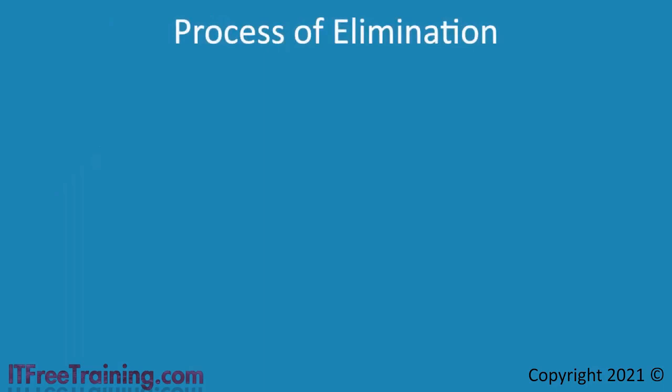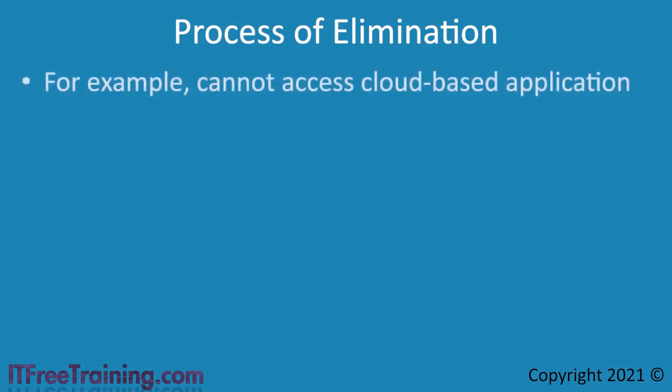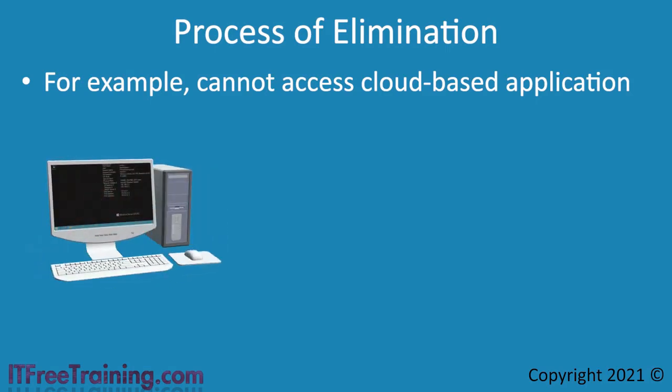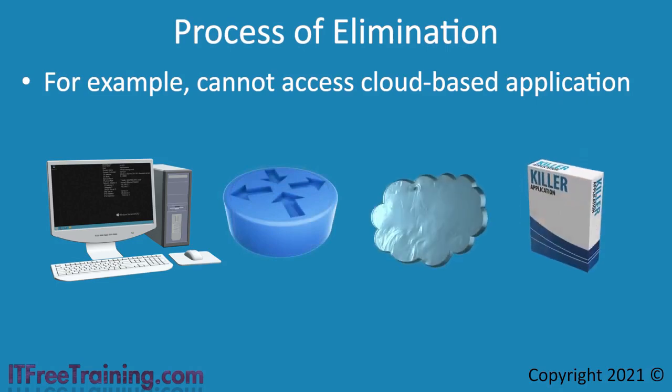The next troubleshooting process I will look at is the process of elimination. As the name suggests, it uses the process of elimination to find the cause of the problem. For example, let's consider a user cannot access a cloud-based application from their desktop computer. In order for this to work, the desktop computer needs to connect to the internet to access the cloud, which contains the application. The user has reported that the application is not working. Let's consider how we may troubleshoot it, using the process of elimination.